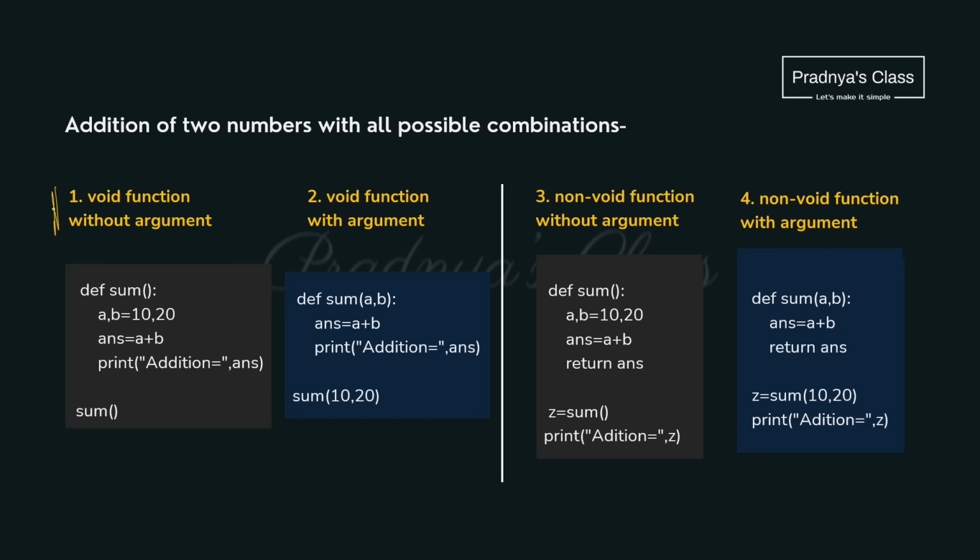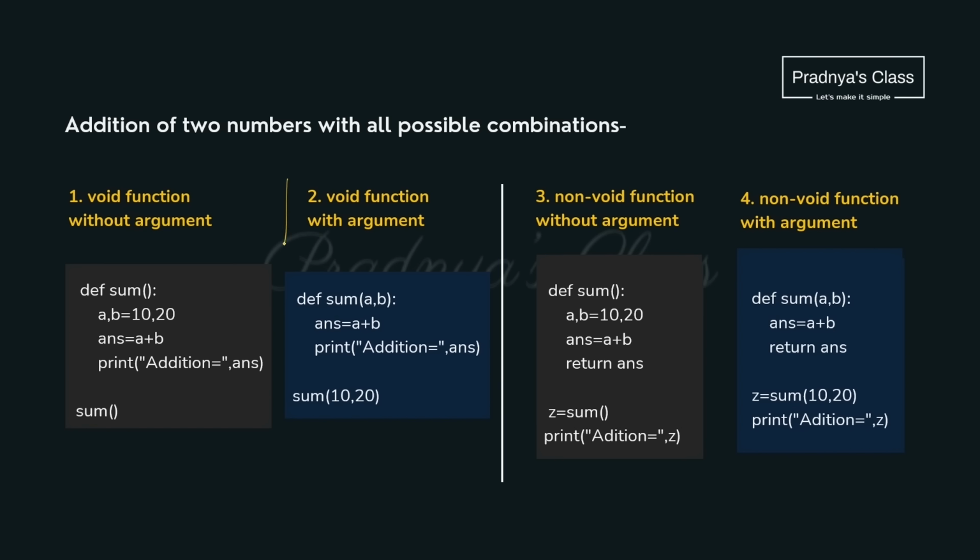What is the first possibility? Void function without argument. It means you are not returning a value, and not passing any parameter. Not passing any parameter means this bracket will be empty. If you are not passing any parameter, the function needs to take its own values. It took its own values, calculated and printed, because we are not passing anything back to the main program. Hope you understood the first type.